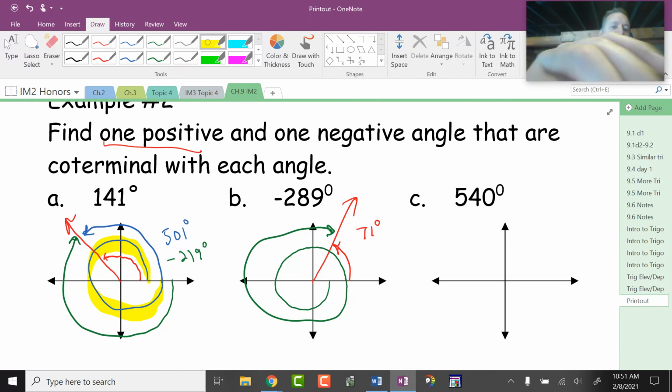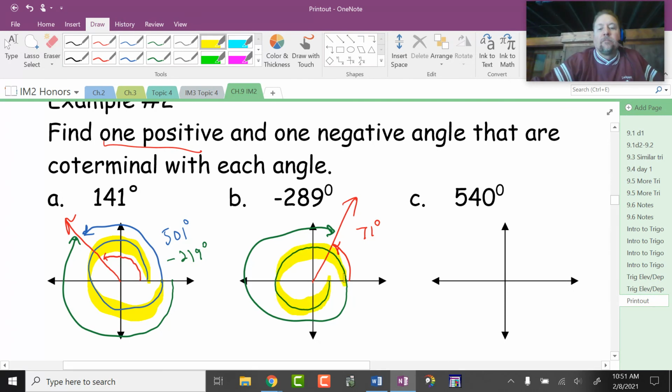So tell me the math, Genevieve. Talk it through. What did I do right here? How much? That's 360. What kind of 360 though? Positive or negative is all I'm saying. Negative. And then I did this much. Okay, so what math would I do in order to figure out what this angle measure is? What did I type on my calculator?